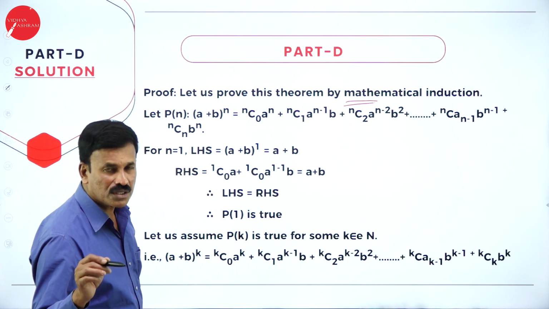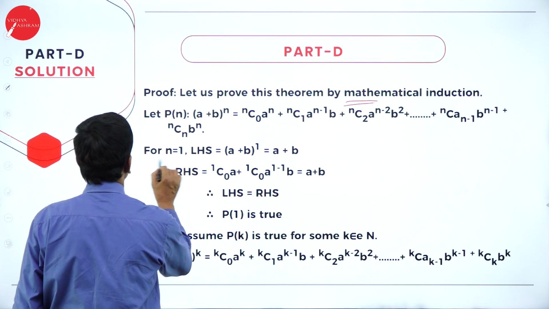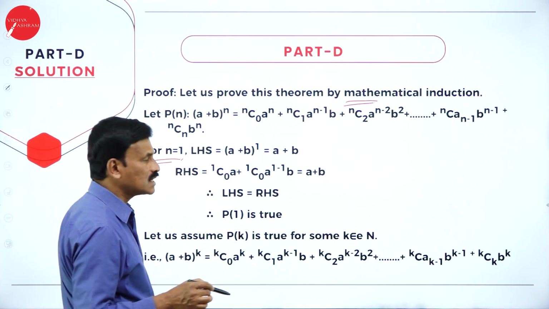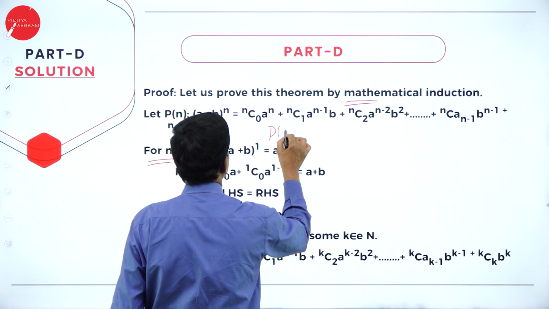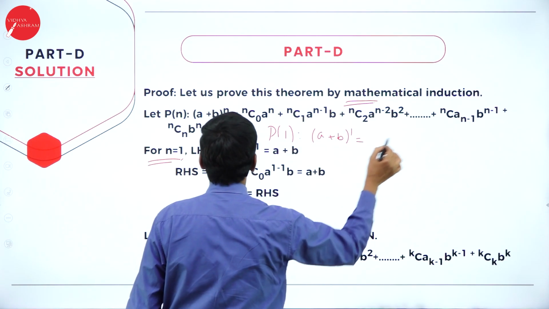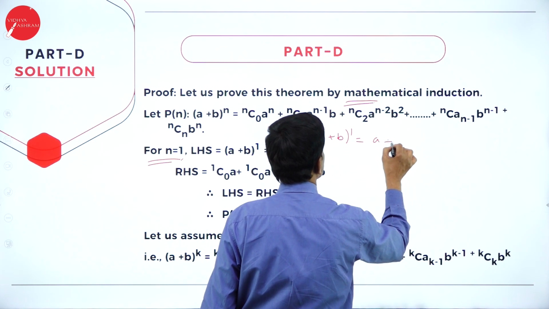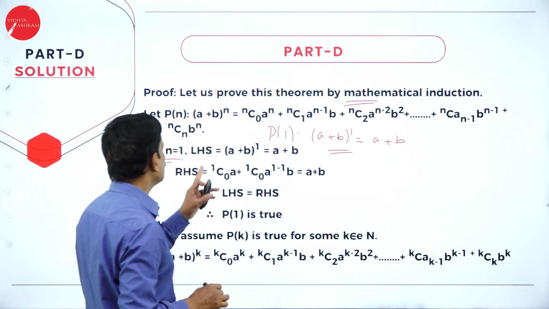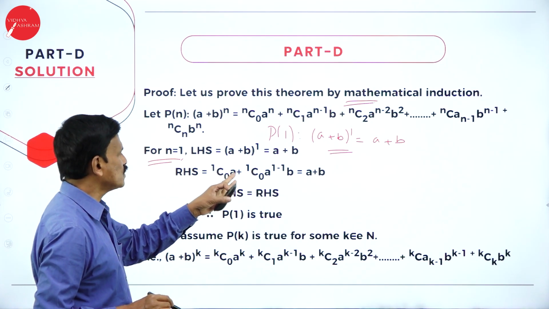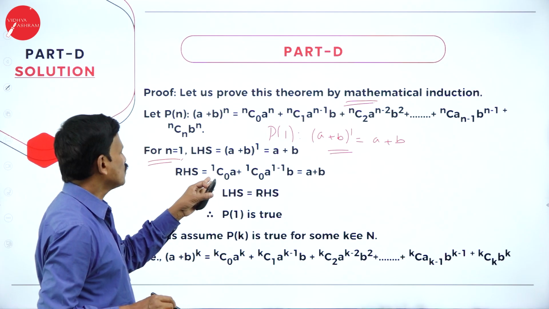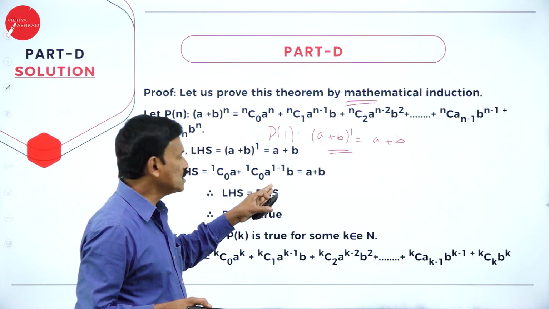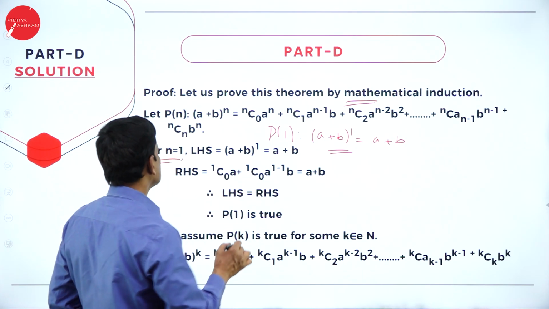Now let us prove for the integer n = 1. For n = 1, put n = 1 on both sides of the equation, LHS and RHS. P(1) can be written as (a + b)^1. If we simplify this, what we are going to get is a + b. So a + b is equal to a + b. RHS is 1C0 a + 1C1 a^(1-1) b. So 1C0 is equal to 1, into a is a. Again a^(1-1) is a^0, which is 1, into 1 is 1. So a + b, LHS is equal to RHS.